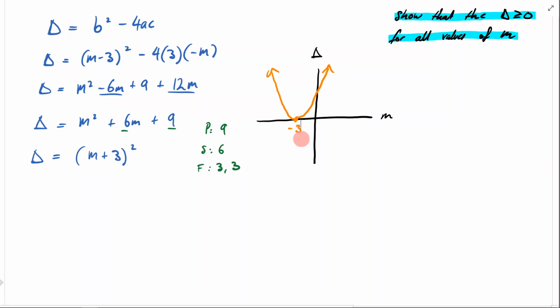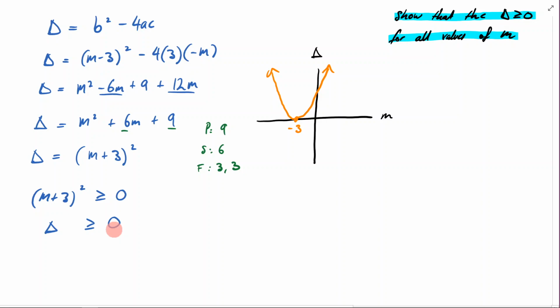Hopefully what you notice is that my delta, or my discriminant, is always positive. Do you see how it always exists above my m-axis? Regardless of what value of m I put in, my discriminant is always going to be positive. So m plus 3 squared is always going to be greater than or equal to 0, always. It's always going to be that. So that means my discriminant is always going to be greater than or equal to 0.